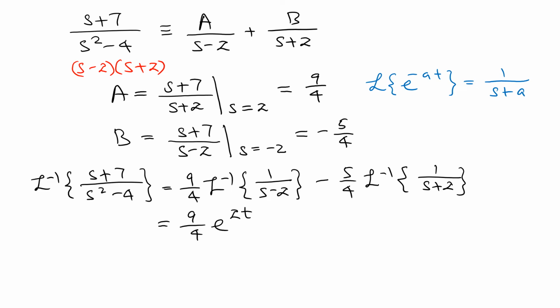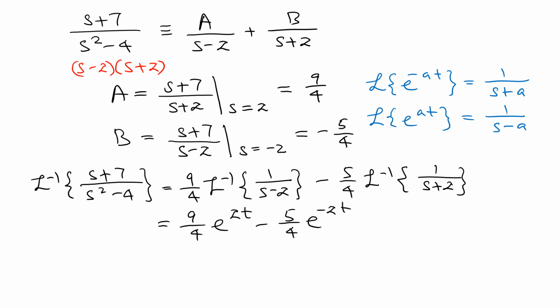And then, if you change the sign, so if you want to write e to the at with the opposite sign, it's going to be 1 over s minus a. So it's the same thing, just the opposite sign. Because of that you get that, and similarly you can get this one as 5/4 e to the minus 2t.